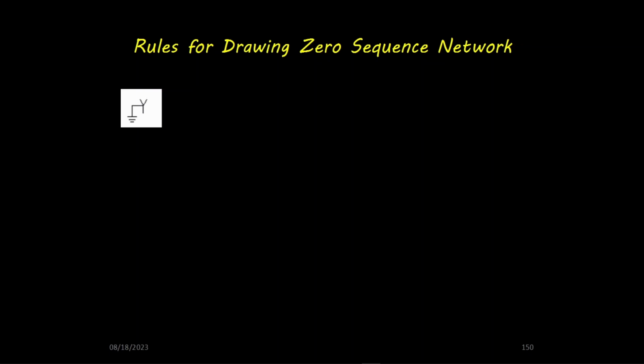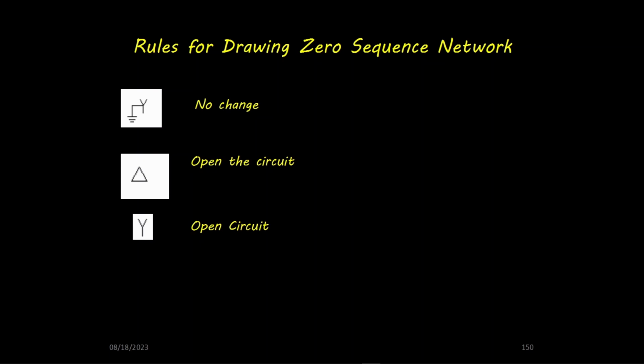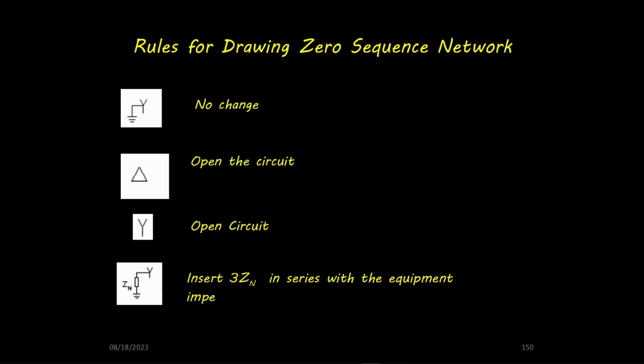For the solidly grounded Y equipment there is no change. For a delta connection, open the circuit, since there is no path for zero sequence currents. For the ungrounded Y, open the circuit, since there is no path for zero sequence currents. For impedance grounded Y, insert 3 times the neutral impedance in series with the equipment impedance.